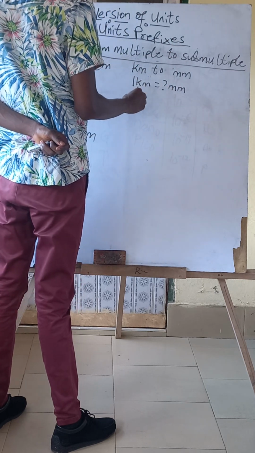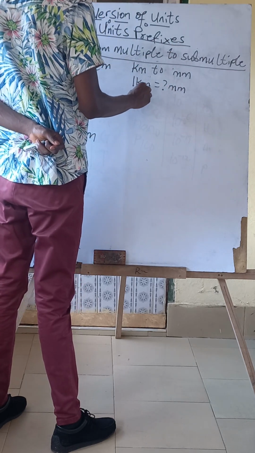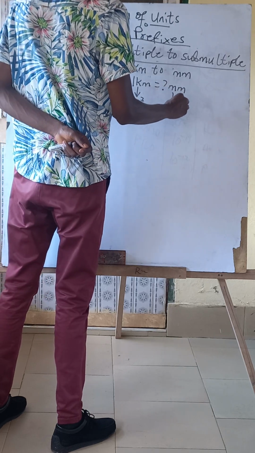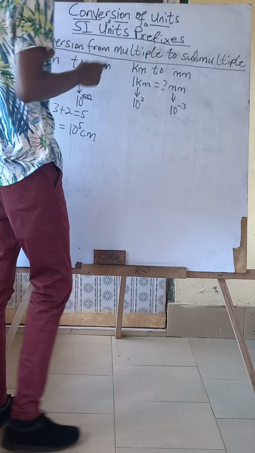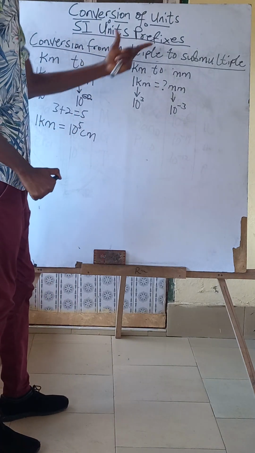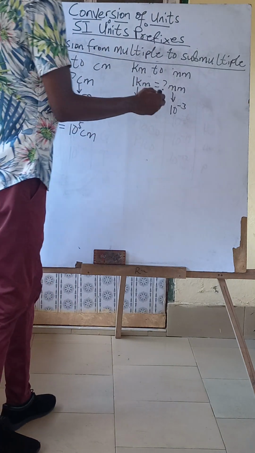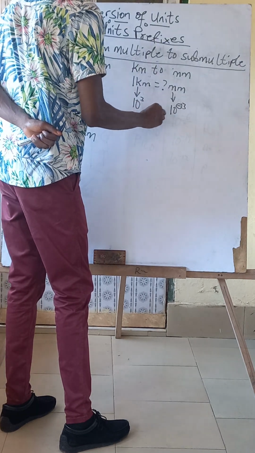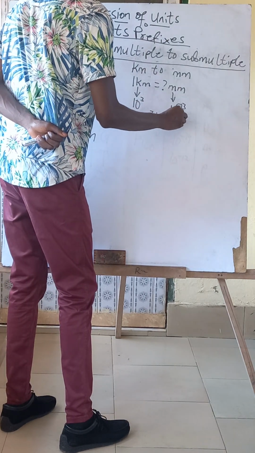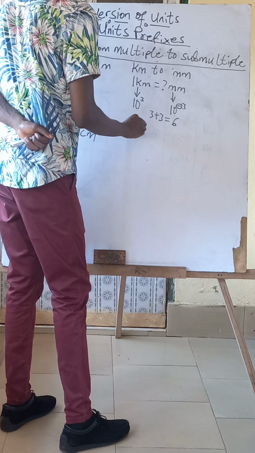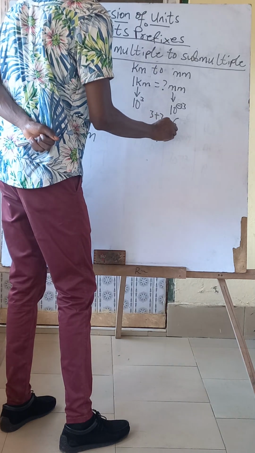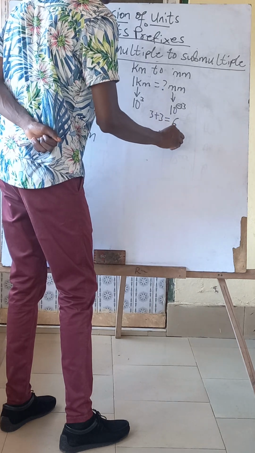Kilo is a multiple, which means 10 raised to the power 3. And milli is a sub-multiple, which means 10 raised to the power negative 3. But when converting from a multiple to a sub-multiple, you ignore the negative. So ignore this negative and add the exponents. The exponents are 3 plus 3, which gives you 6. Meaning 1 kilometer is equivalent to 10 raised to the power 6 millimeters.